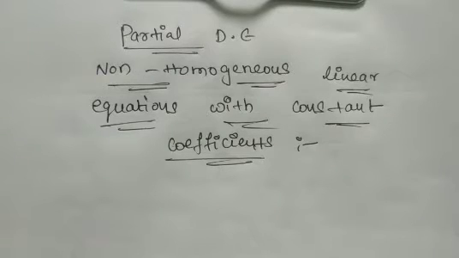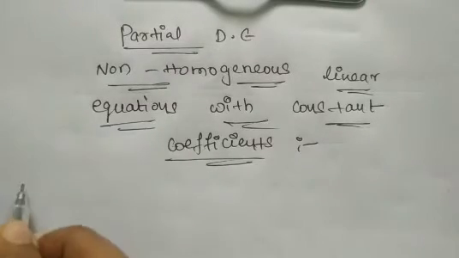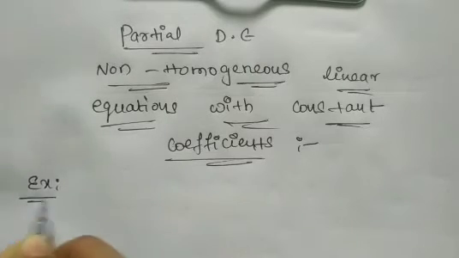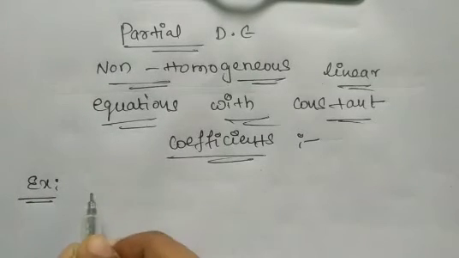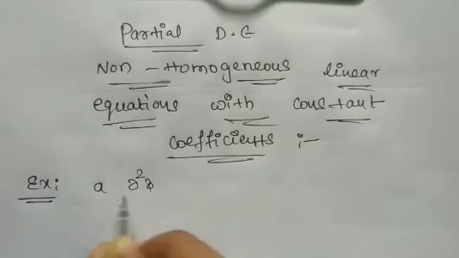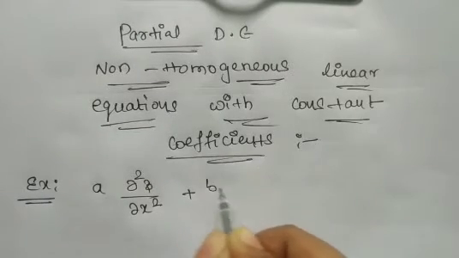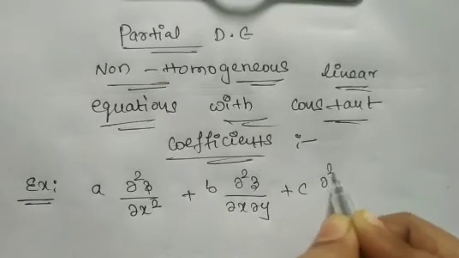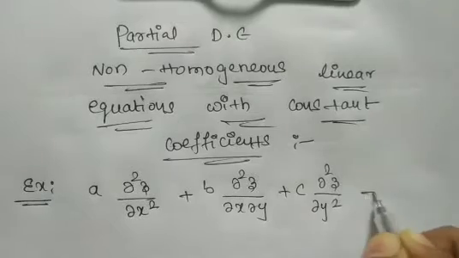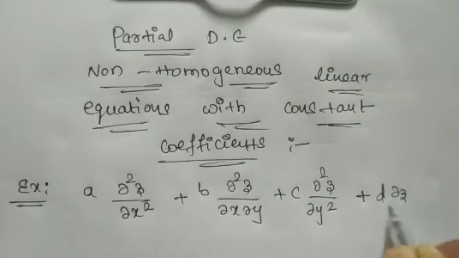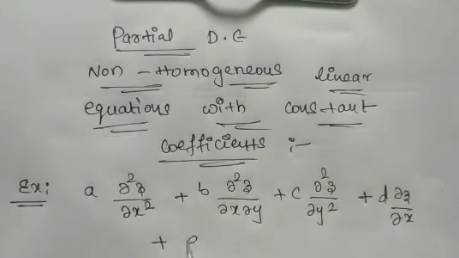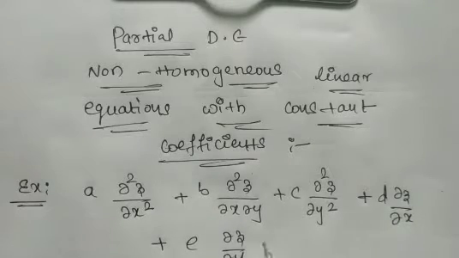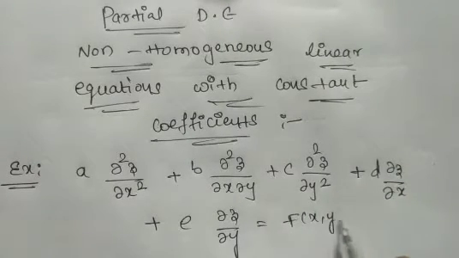Today I will explain non-homogeneous linear equations with constant coefficients of partial differential equations. Here I am taking one example of a non-homogeneous linear equation, that is a ∂²z/∂x² + b ∂²z/∂x∂y + c ∂²z/∂y² + d ∂z/∂x + e ∂z/∂y = f(x, y).